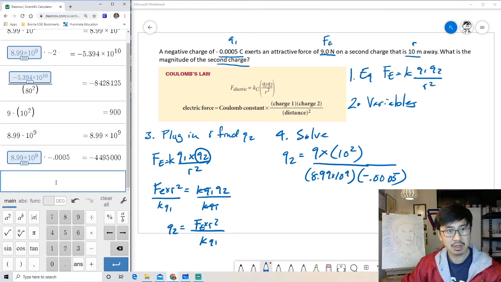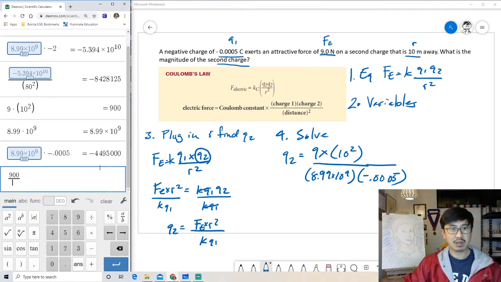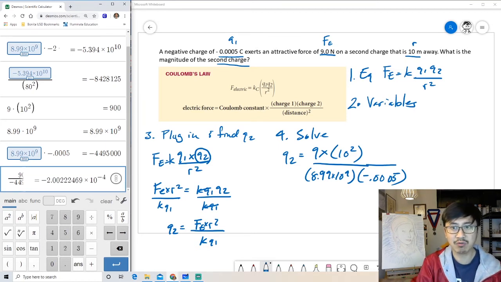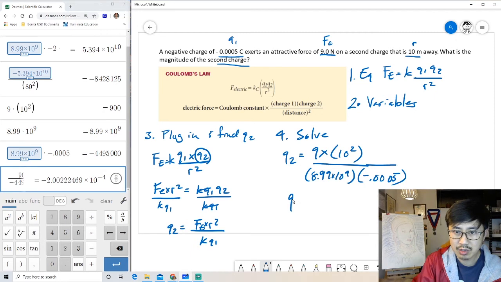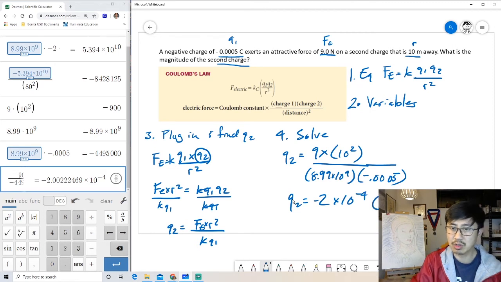Good. So now I just need this number, right? Copy. And I'm going to divide it by this number. Copy. There you go. So I got negative 2 times 10 to the 4th. Q2 is equal to negative 2 times 10 to the negative 4th coulombs.